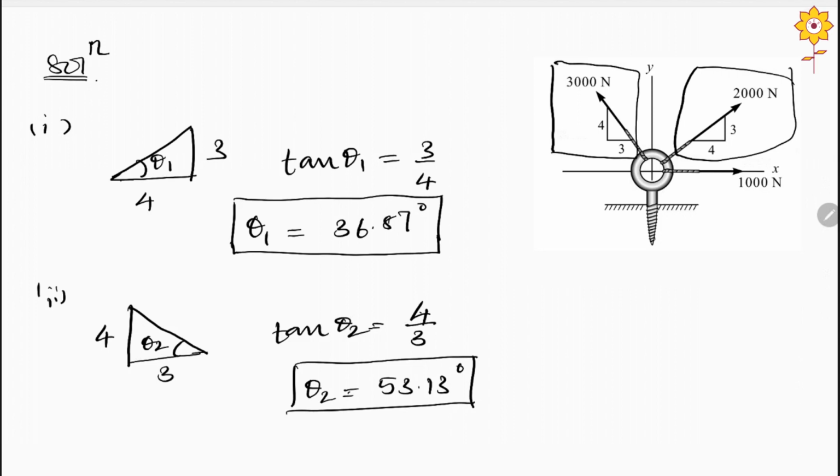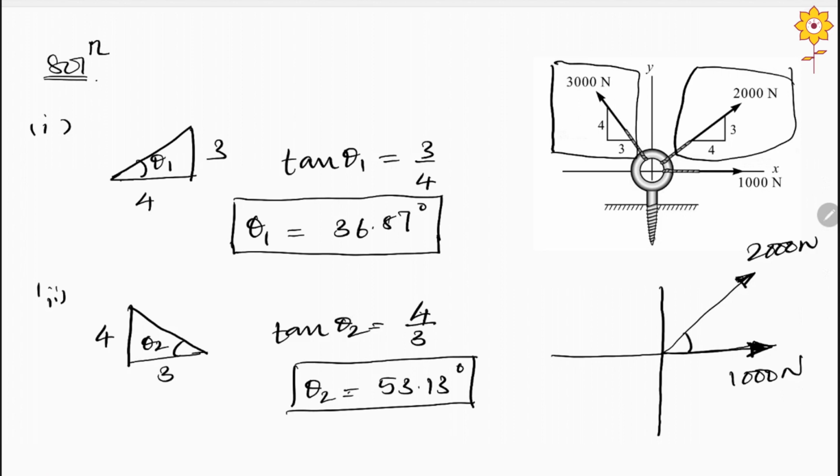Now let's try to draw this diagram in a simpler manner. We can draw the four quadrants. On the x axis, the horizontal axis, we have a force called 1000 Newton, so you can draw a 1000 Newton force over here. And just now we found the angle theta 1 for the 2000 Newton force. So this is 2000 Newton.